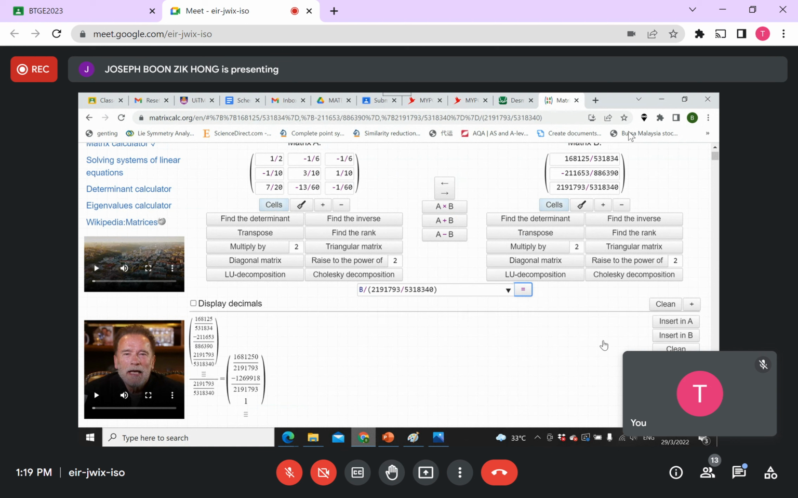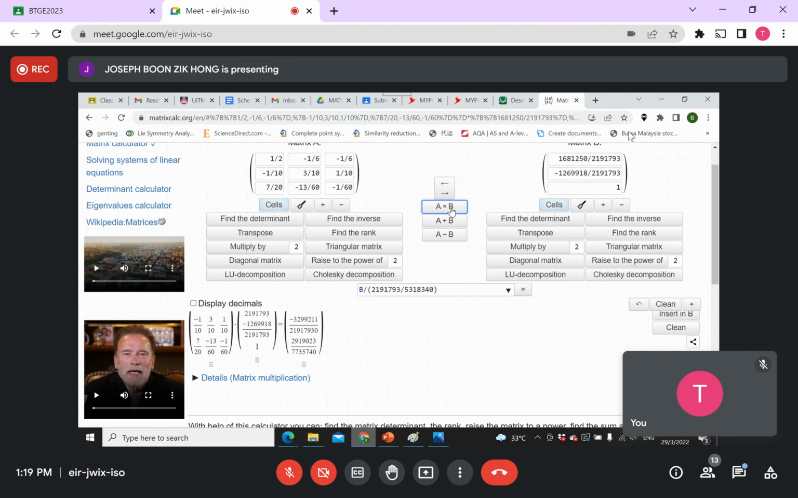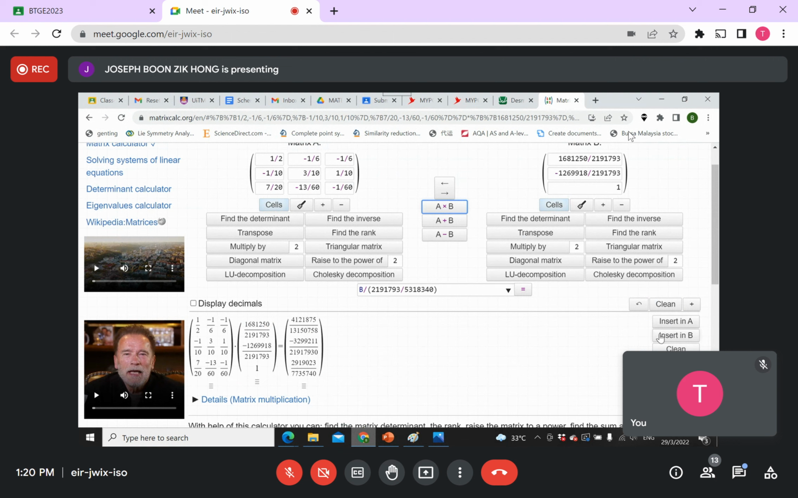Insert in B again. I clean this one first. If not, I need so much memory. Okay, and then A close B again. Insert in B again. Wow.